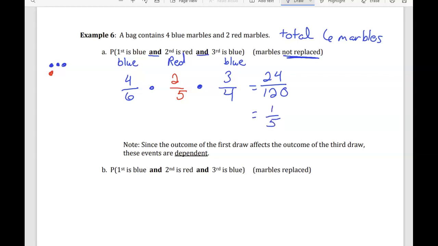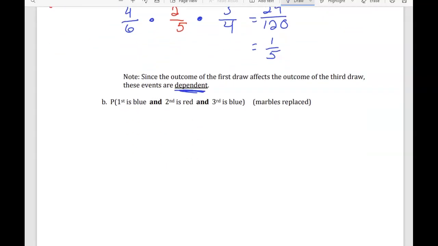Since what happens on the first draw affects what will happen on the subsequent draws, in other words, notice that my denominator changes. It also changes my numerator over here. These are called dependent events. They depend on what happens on the first or second draw.